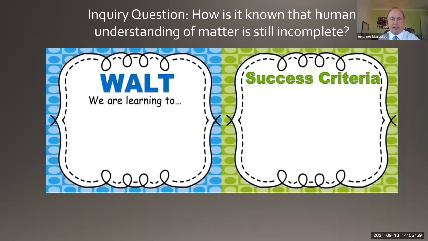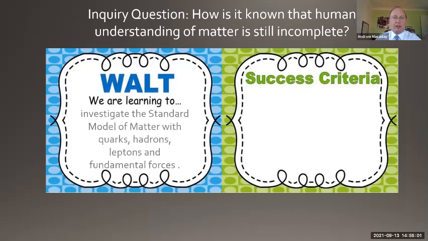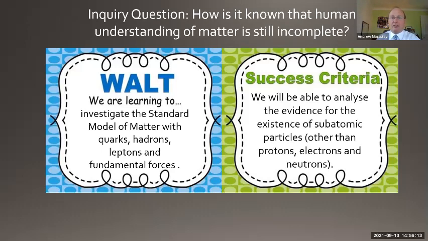And again, we're looking at evidences. And so we're learning to investigate the standard model of matter with quarks or quarks, depending on your pronunciation, hadrons, leptons, and fundamental forces. And we'll be able to analyze the evidence for the existence of subatomic particles other than protons, electrons, and neutrons, which we've already looked at.